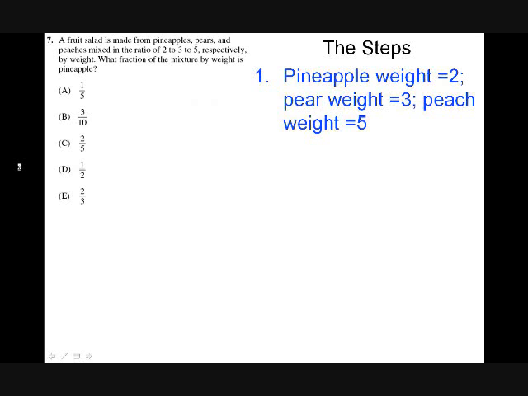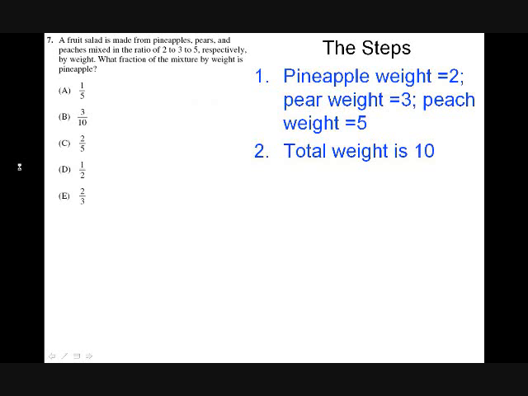So we're going to assign those values that they give us in the question for weight. So the pineapple weight would be 2, the pear weight would be 3, the peach weight would be 5. So the total weight is 10. All I did there was just added up the pineapple weight, the pear weight, and the peach weight.